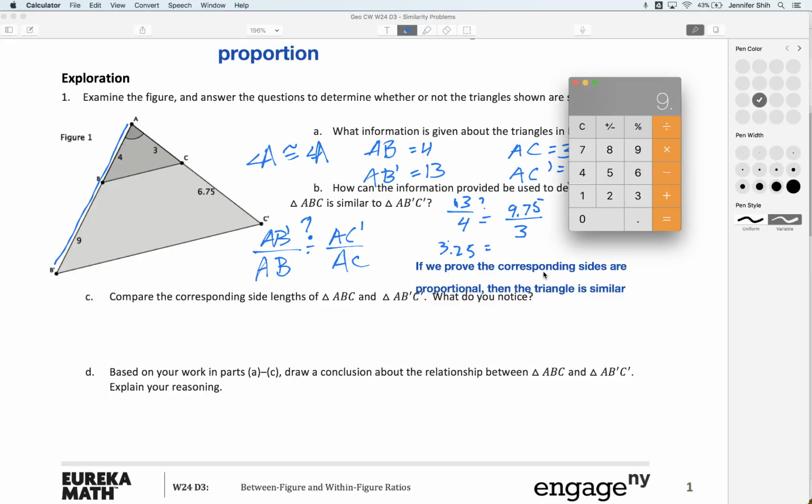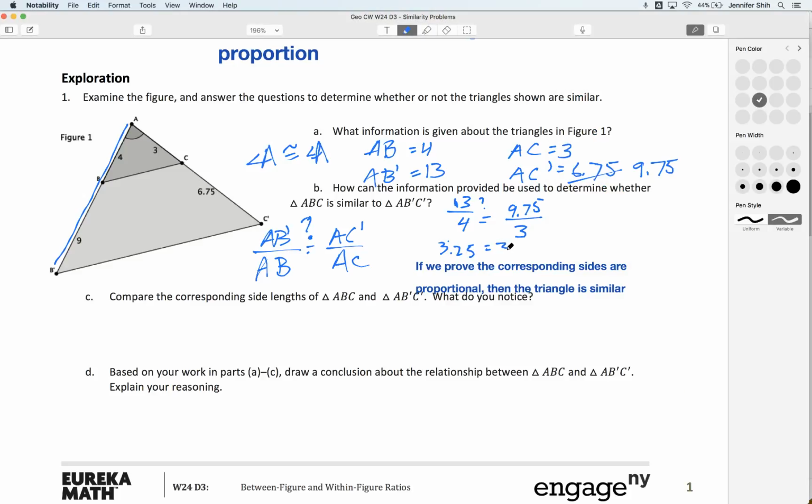9.75 divided by 3. Let's see. We're going to hit enter. All right, 3.25. So what does that mean? To recap, the ratio between the final image and the initial image is the same from AB prime to AB, and AC prime to AC. So that means that this triangle is similar, except we don't know the third side.